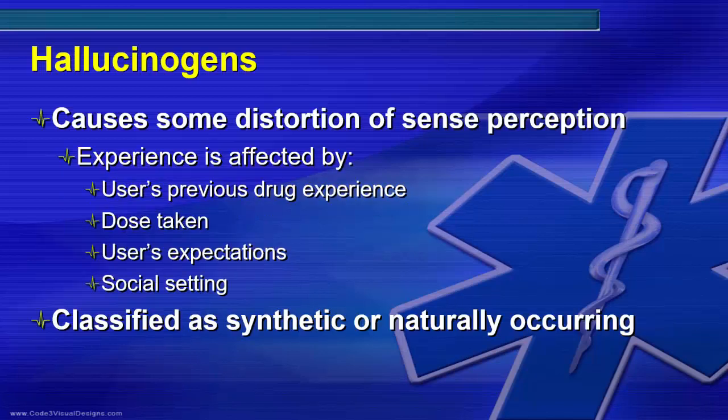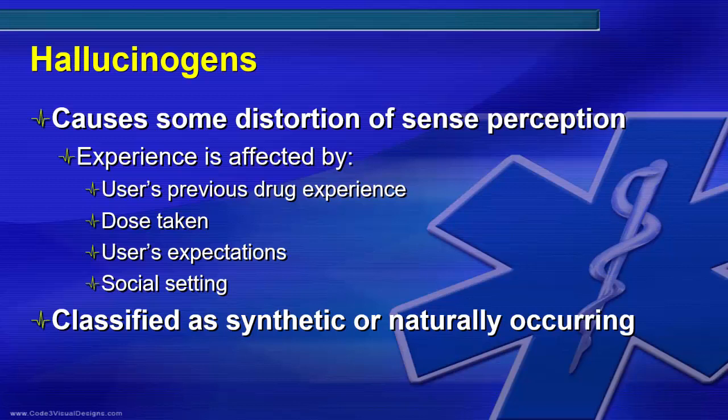So the first class we're going to talk about are hallucinogens. Hallucinogens cause a distortion of the patient's sense of perception. That's the point in them taking it. It takes them out of the realistic realm. A hallucinogen is a substance that can impair judgment, alter the user's perception of reality, and create a realistic sensation of images or sounds that are not actually present.